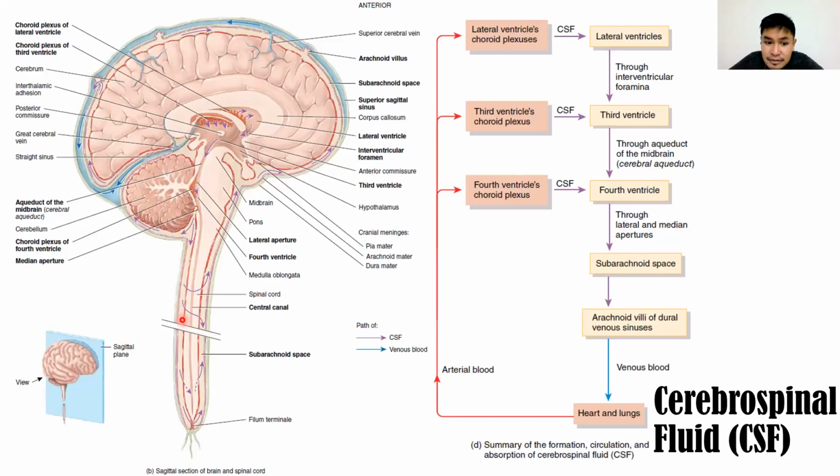Because your CSF is located in the subarachnoid space. Yan, punta siya dyan. Then balik sa arachnoid villi, no? Arachnoid sinus yun siya. No? Punta siya dyan. Until such time that it will go with your venous blood, then flow back to your heart and lungs and back to your ventricles na naman through your choroid plexuses. So this is the flow of your cerebrospinal fluid.